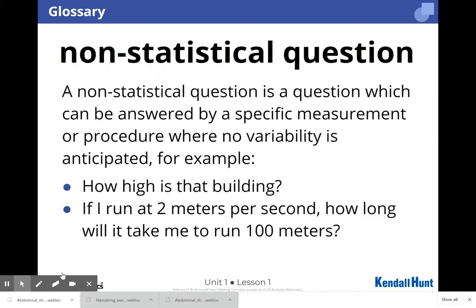Non-statistical questions are questions that are answered with a specific number. So they have no variability. So how high is that building? Well, it's a specific height. Its height never changes. So everyone's going to answer the same. Or if I run at 2 meters per second, how long will it take me to run 100 meters? It's a simple problem there where we're only going to get one answer. Or how tall are you? Well, at this given point, you're only going to be a specific height.